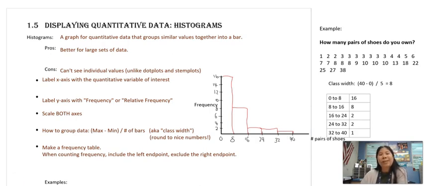So with this histogram, now that it's done, you can definitely see the shape of it because we've got a lot of short bars on the right side. So this graph is going to be skewed right.